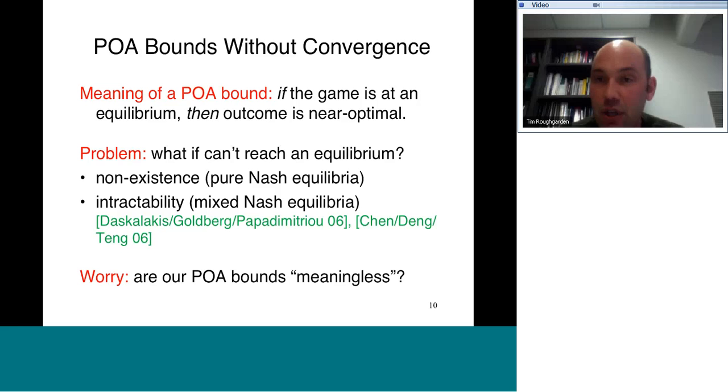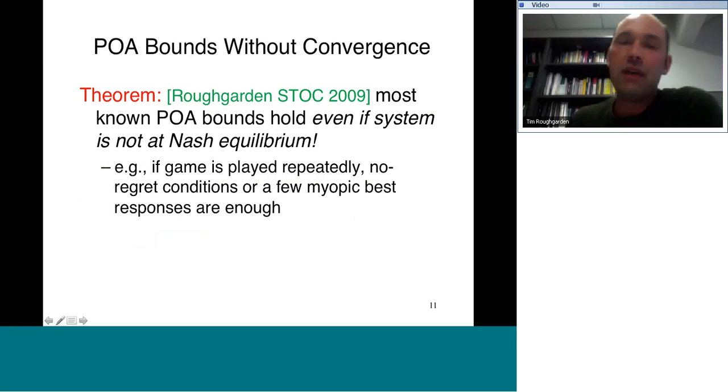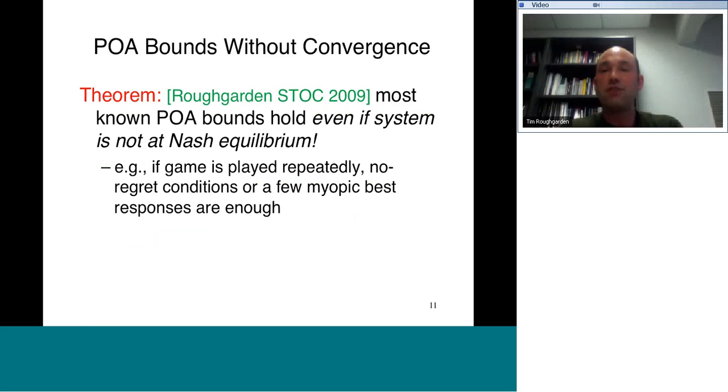So what I'm happy to report, and this is going to be the main result that I emphasize in this talk, I'm just going to state it informally now, we'll make it precise as we go along, is that there's very good news, which is that a majority, not 100%, but let's say two-thirds or more of the price of anarchy bounds that have been proved in the literature, again across many different application domains, are not, in fact, fundamentally about Nash equilibria. The approximation bounds that have been proved hold even if the game is not at Nash equilibrium.